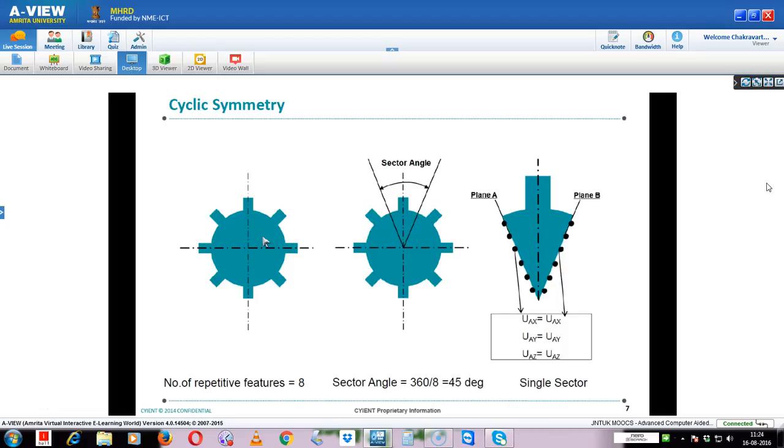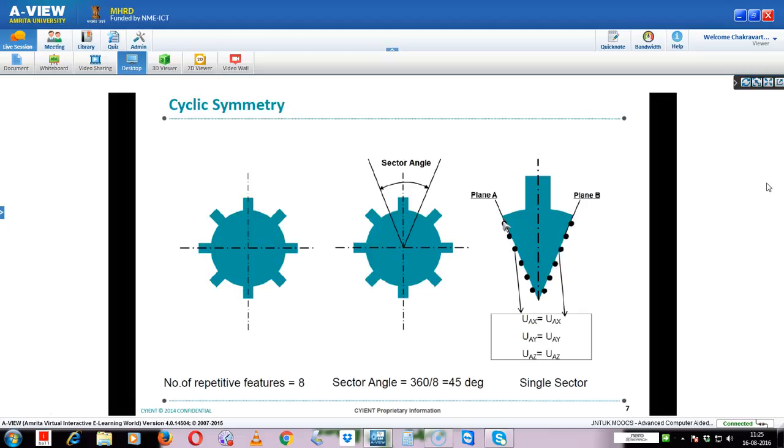So here, how do we model this with number of repetitive features 8? The sector angle will be 45 degrees. Now the important thing is how we take this sector angle. Here we take this center line and take either side, and this part will be modeled as a single sector. That was represented here.